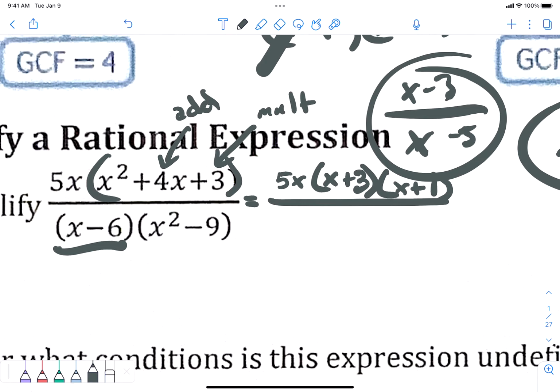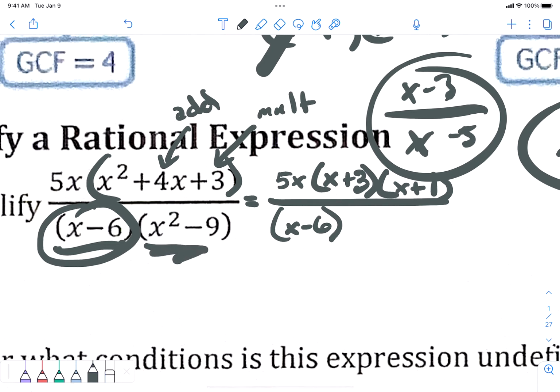X minus 3, can you do something with that? Can you do something with this x minus 3 on the bottom? Or x minus 6. I'm trying to give you the answer right now, and I can't. X minus 6, can you do anything with that? X plus 3, but no. Okay, x minus 6, we can't do anything.